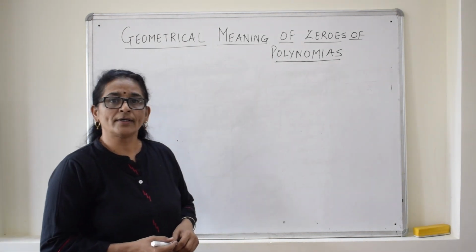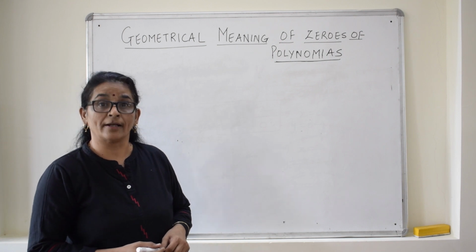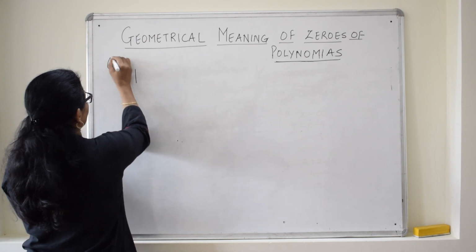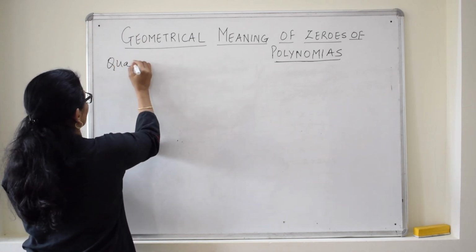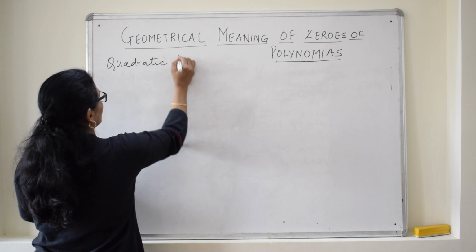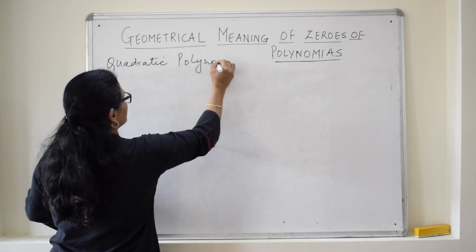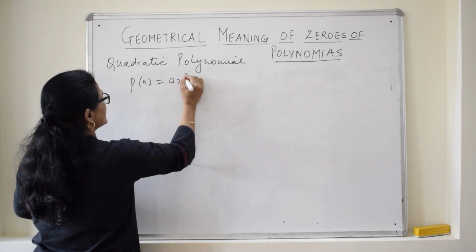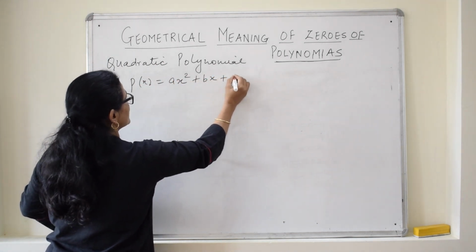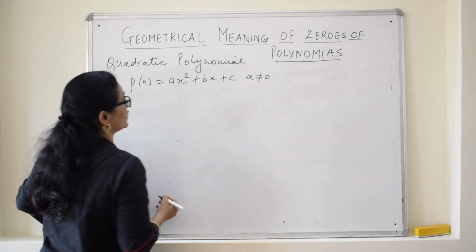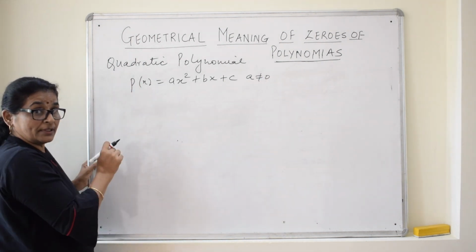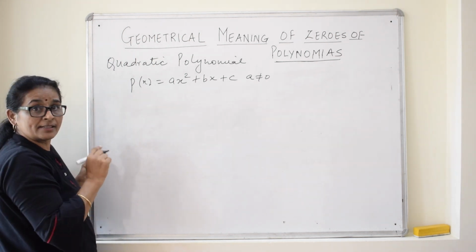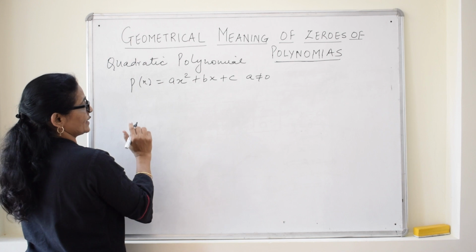We will see now how we can represent a quadratic polynomial graphically or geometrically. Any quadratic polynomial can be written as p of x is equal to ax square plus bx plus c, where a is not equal to 0. Now to represent this graphically, first of all we have to again write this p of x as y. Let's take one example.